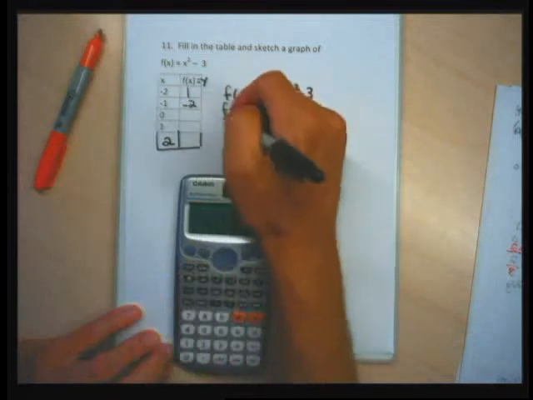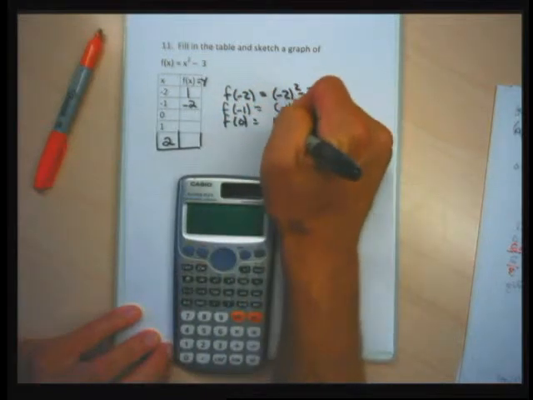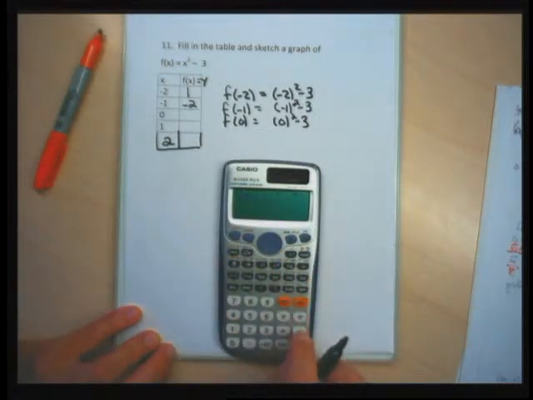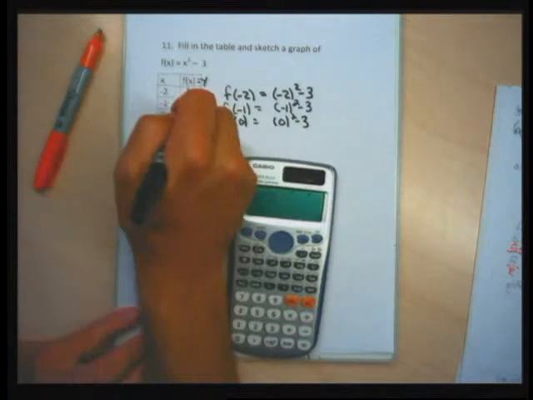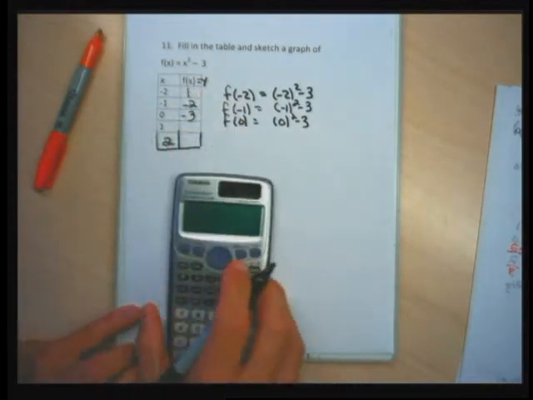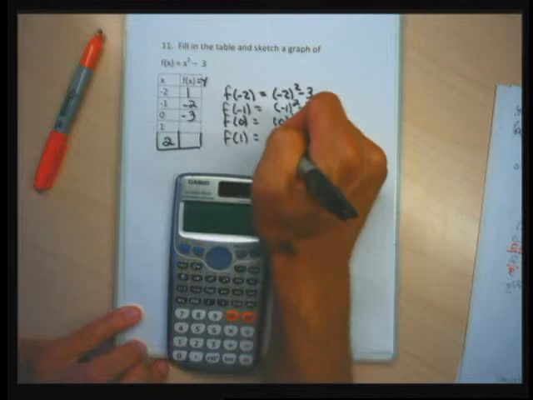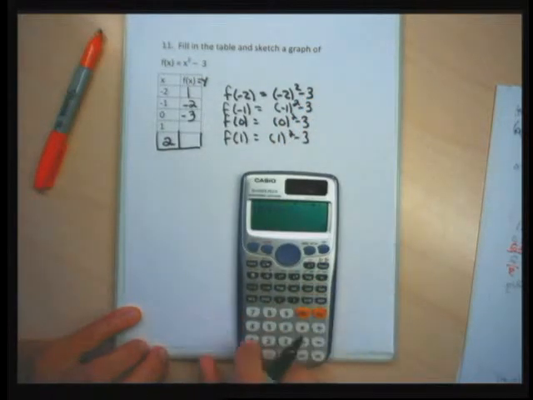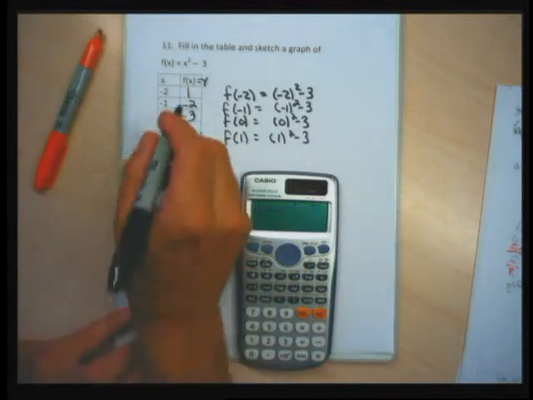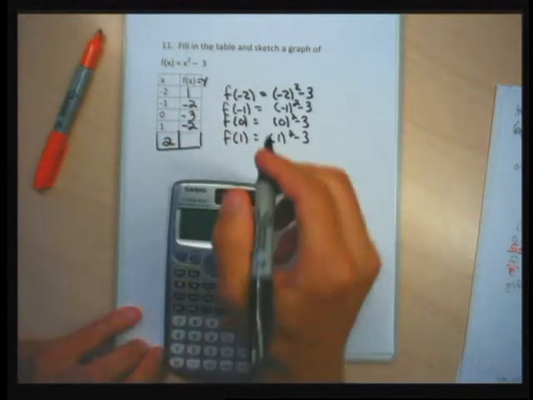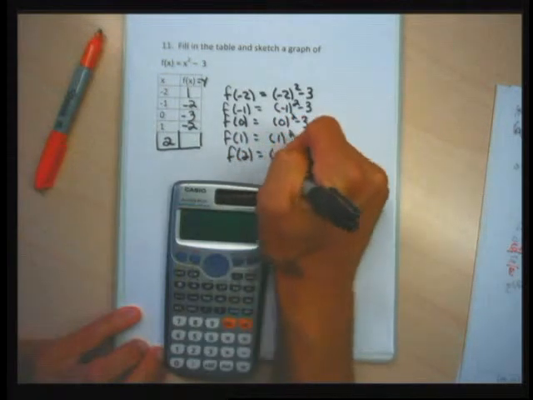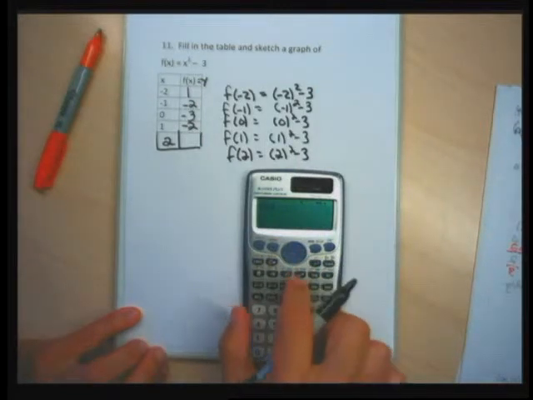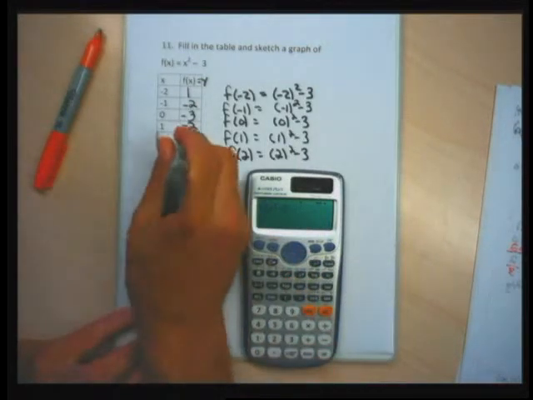Then I'll do f of 0, which is 0 squared minus 3, which is going to be minus 3. Luckily, I used my calculator. Then I'll do f of 1, which is 1 squared minus 3, and that's going to be negative 2. And then I'll do f of 2, which is 2 squared minus 3, which should be 1. But I'm fading on myself, so I'm going to use my calculator.